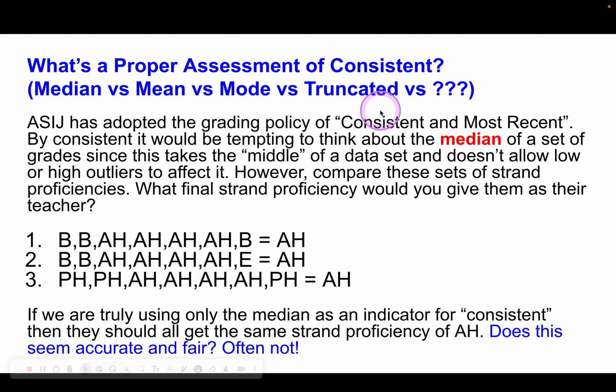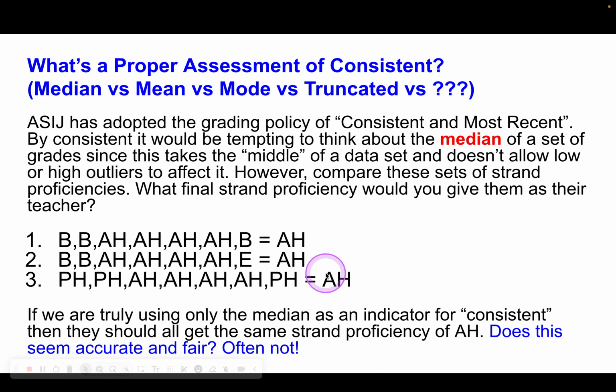Now I could do something like truncated. That's like the Olympics, where they take the lowest score and the highest score and drop them, and then use the grades in the middle. I don't think for most classes that really makes sense. We don't really want to be dropping grades, right? So these two really don't make sense to us. I do want to talk about the median and the mean, however. We want to ask which of those is better. Well, let's take a good look and then we can talk about it.